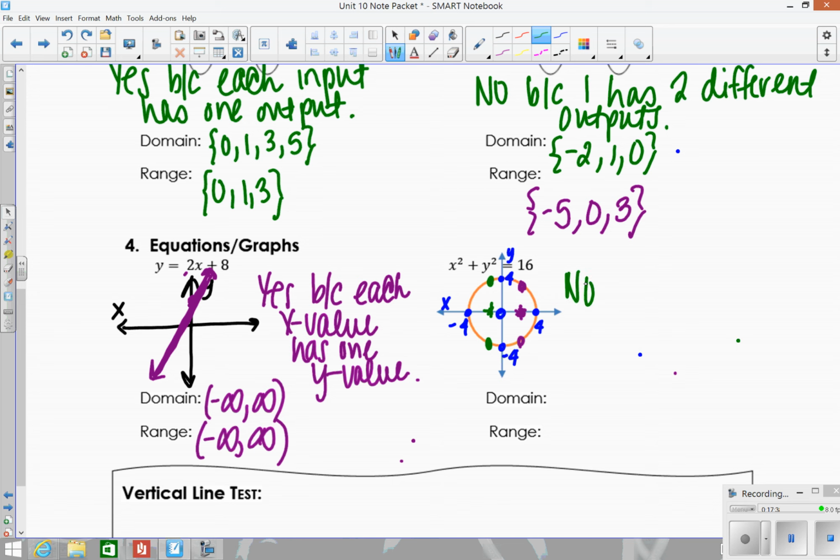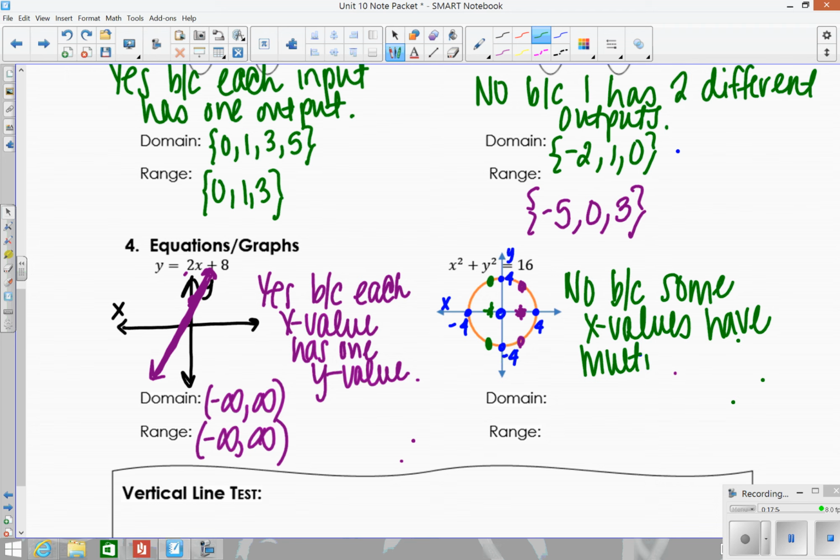So basically, this is not a function because some x values, not all of them, but some of them, have multiple y values. So this is not a function.